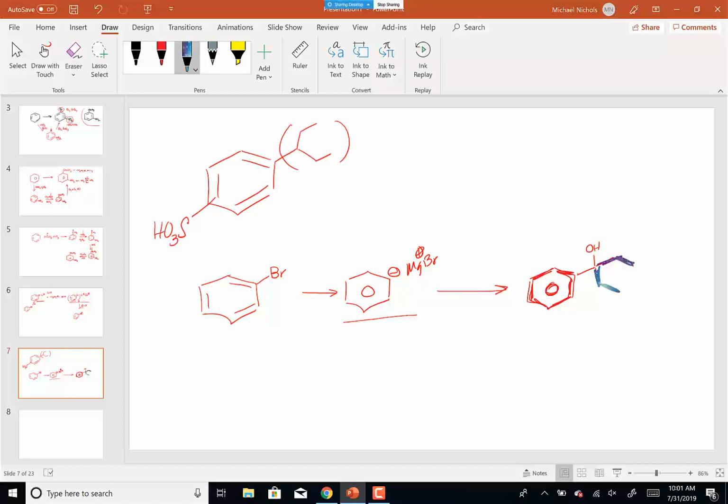So when a Grignard reacts with the carbonyl, what does it make? An OH group. I'm making a tertiary alcohol. So what kind of carbonyl did I need to add to that Grignard? Ketone. So now I look at this molecule and I say, I need the ketone of that. Here, let me put it in the same orientation. That's the ketone I need to add.